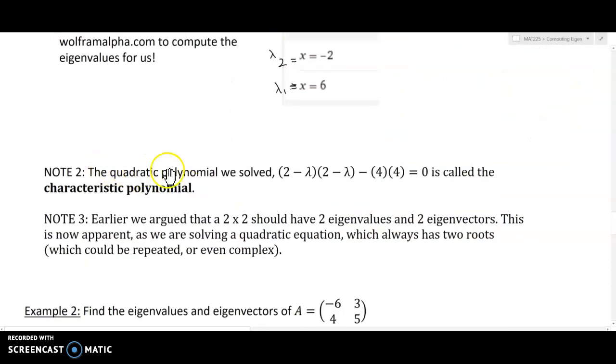To point out, this quadratic polynomial we solved to get the lambdas is called the characteristic polynomial. Also, earlier we argued that a 2 by 2 should have 2 eigenvalues and 2 eigenvectors. We can see why this is the case, because when you solve a quadratic equation, you're always going to get 2 roots. It could be the case that you get repeated roots or even complex roots. Complex means that you could get roots of the form a plus or minus bi, where a and b are constants and i is the square root of -1. We're not going to get into that, but just note that you can get complex eigenvalues.